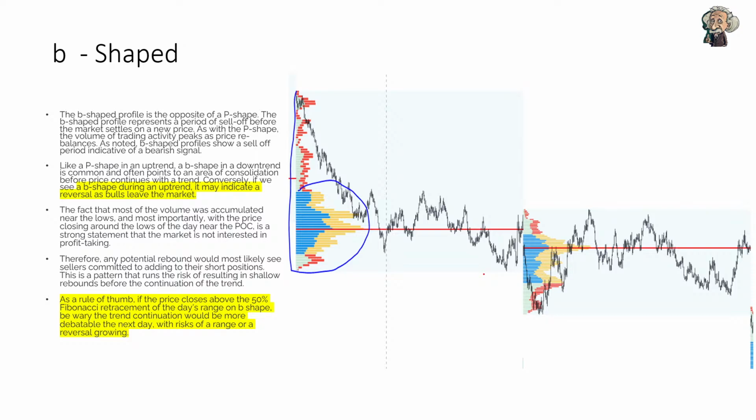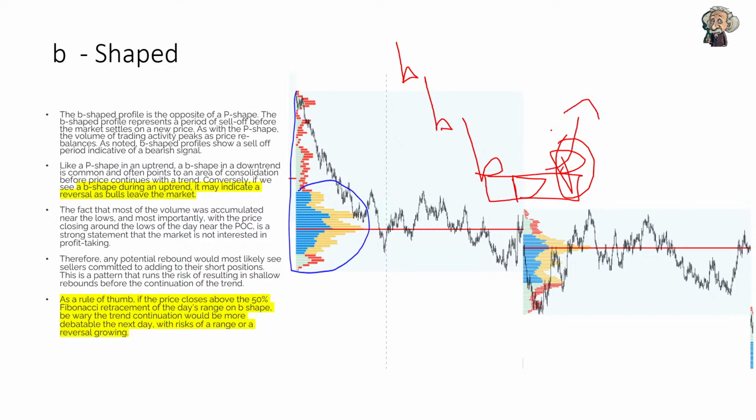The opposite of the P shape would be the B shape profile. That means the longs got liquidated, we sold off, and usually in the bearish markets, you're looking to see the Bs, maybe some D-shaped profiles. As soon as you see a P shape, you have to be somewhat careful that we might short cover rally out of this higher. Doesn't mean you're going to traverse the whole thing, but it means that the trend might be stopping, coming to an end.